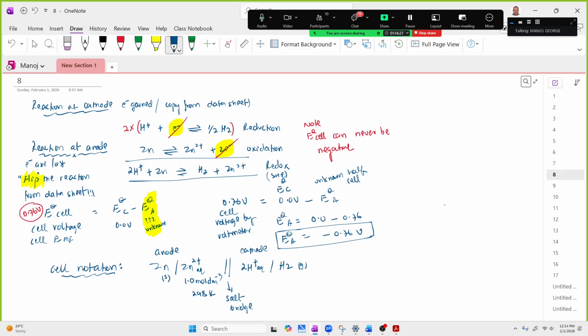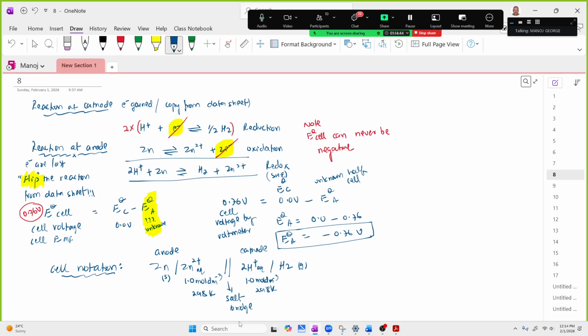And then you don't forget, once again, 1.0 mole per dm cube. Write everything, because you never know what all they want. And that's it. This is called cell notation. Is everyone clear with cell notation? Is everyone okay with cell notation?